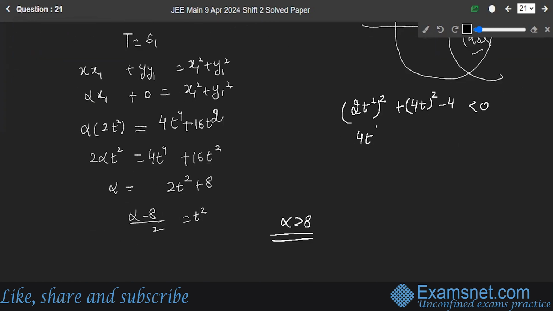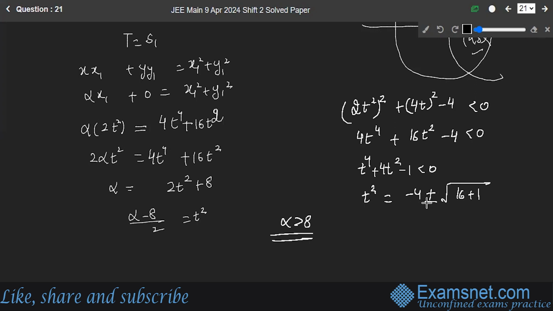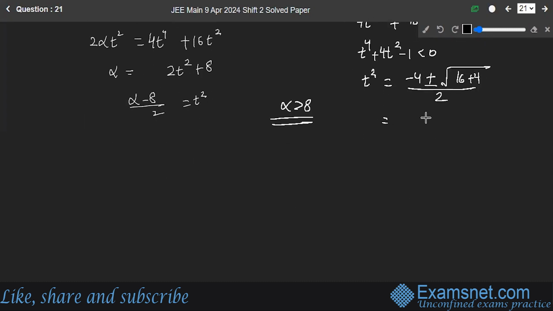That will make it 4t power 4 plus 16t square minus 4 is less than 0. Dividing both sides by 2 (or 4), you have t power 4 plus 4t square minus 1 is less than or equal to 0. So the roots for t square will be minus 4 plus minus root of b square minus 4ac, upon 2, which is minus 4 plus minus root 20 upon 2, that is minus 2 plus minus root of 5.